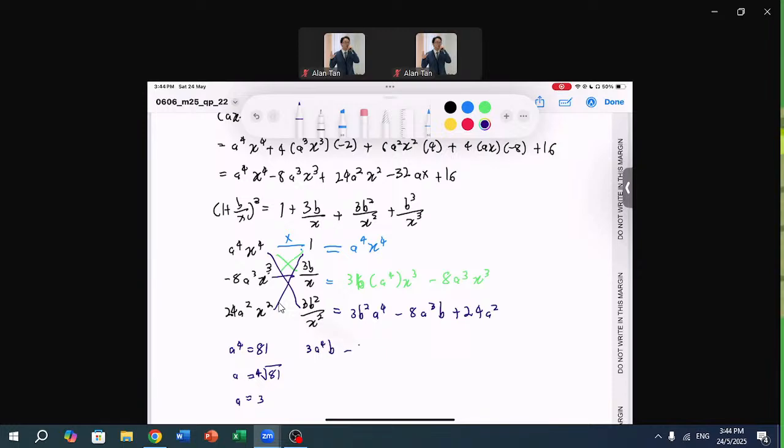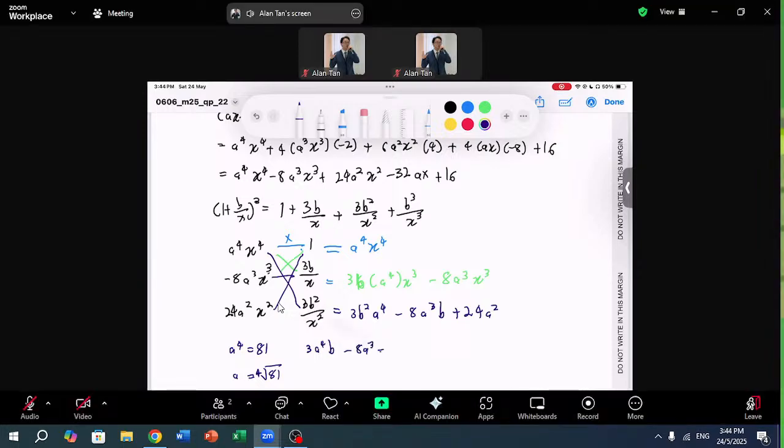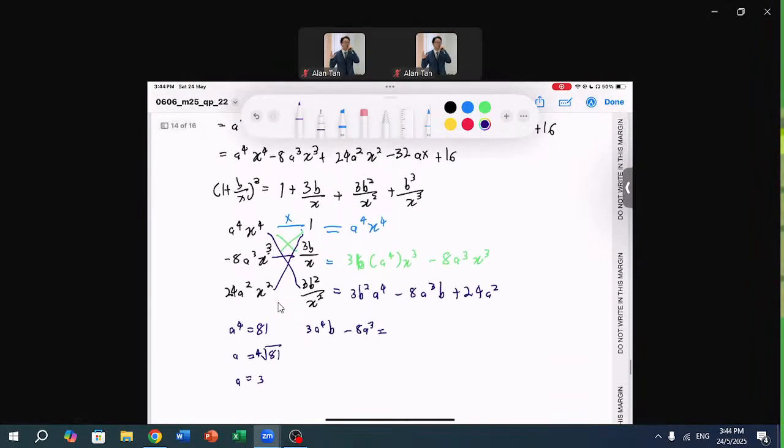3a power 4 b minus 8a cubed equals 999. Remember, this is 81b minus 8 times 27 equals 999. 243b equals 999. 27 times 8, 4/5 of 270, 216.